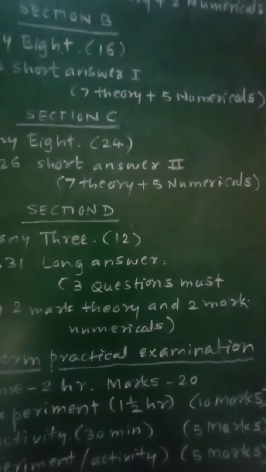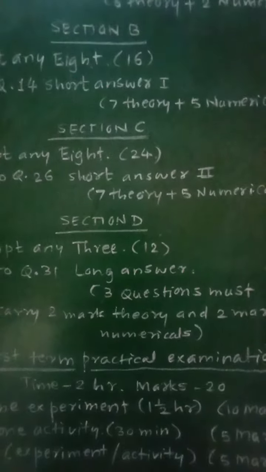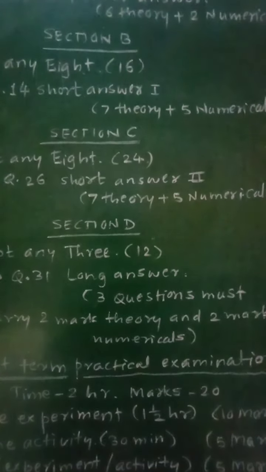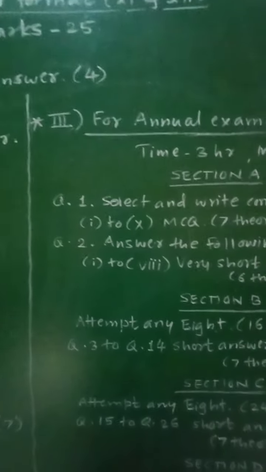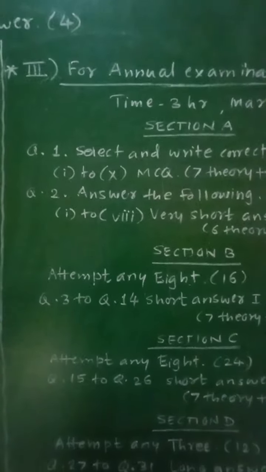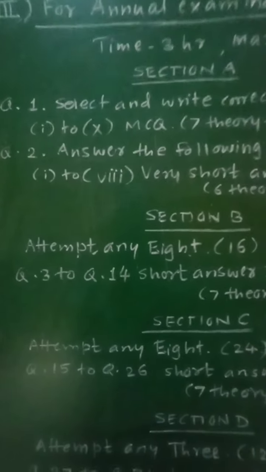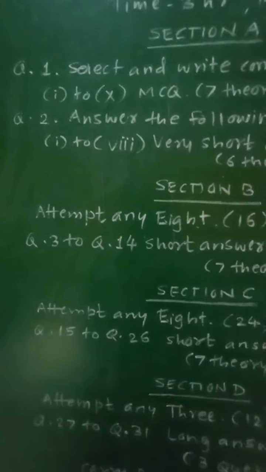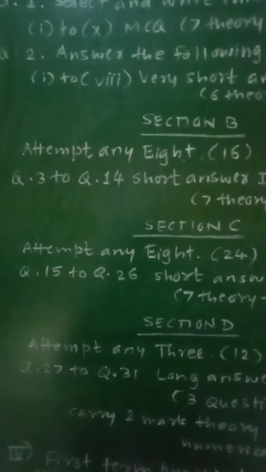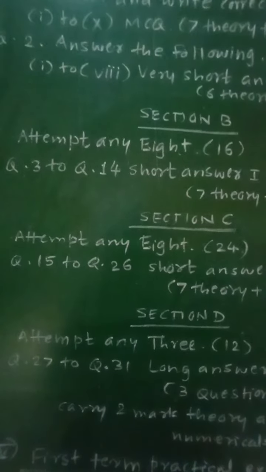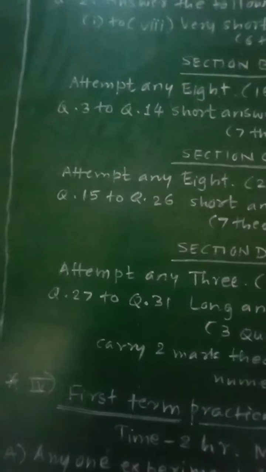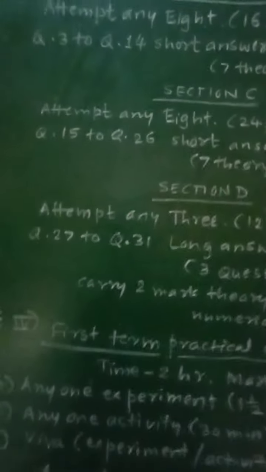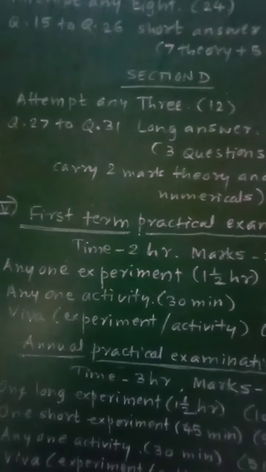So in this way, for the terminal exam, that is the second terminal exam or annual exam, in all there will be 31 questions. In section A, there will be question 1 and question 2. In section B, question number 3 to 14. In section C, question number 15 to 26. And in section D, question number 27 to 31. So this will be the paper format for the second semester or final or annual exam.